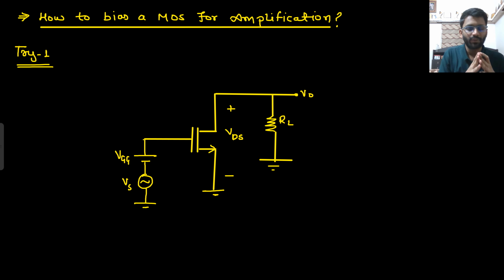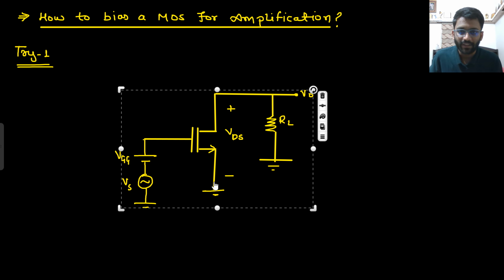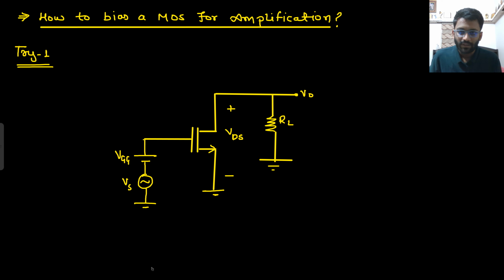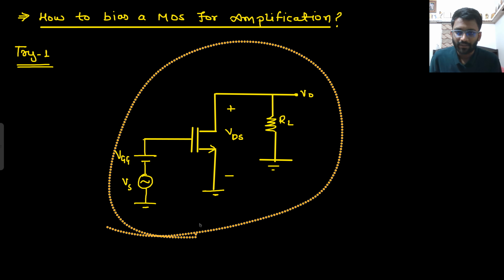Now we have understood that we have to bias the MOSFET in saturation region. Now how will we bias it? This is our target now. I have the MOSFET device with me. I have resistances. I have the battery. Now how will I bias it? This is our first try. Will this try work? Let's check that out.